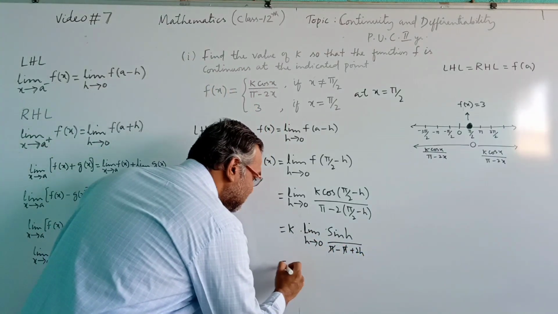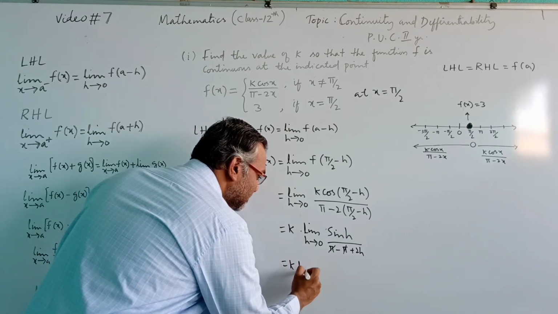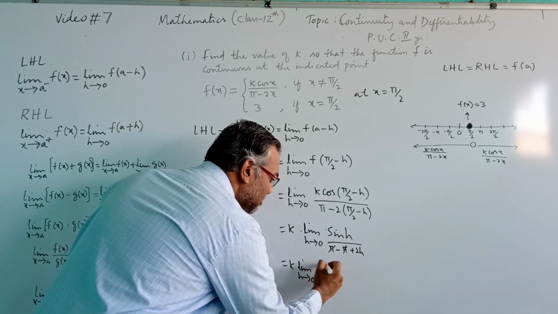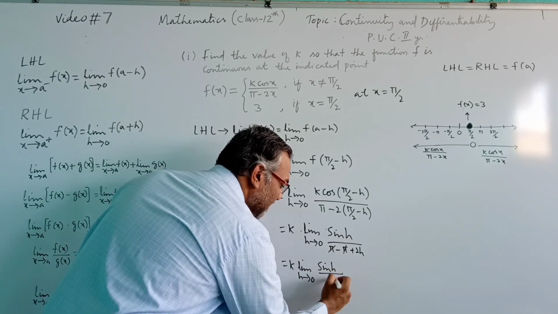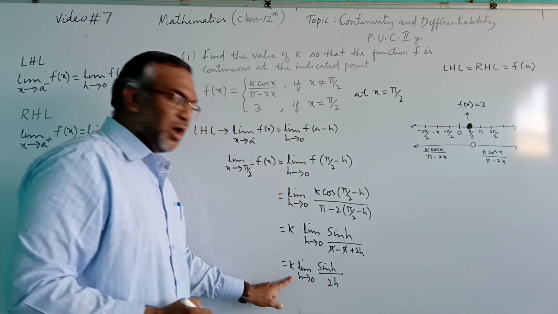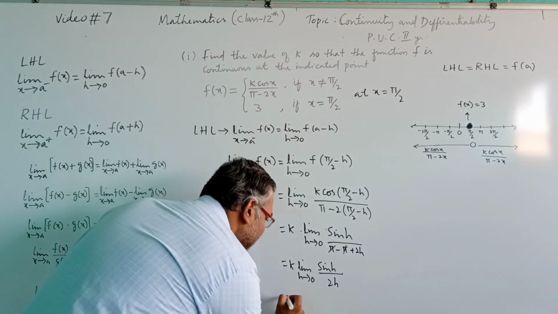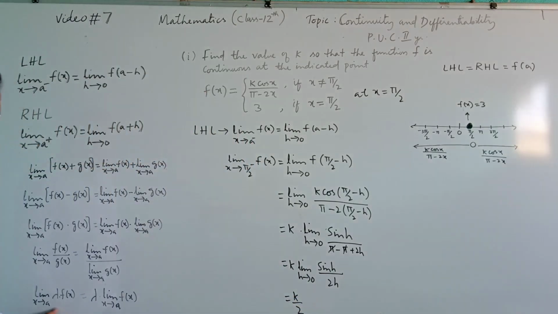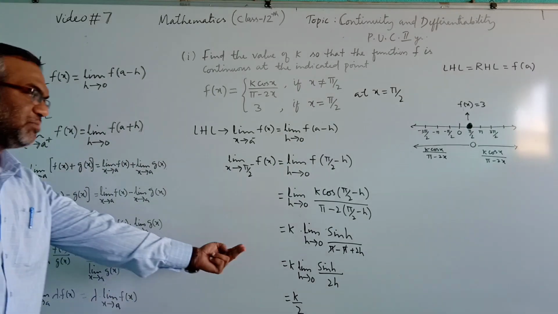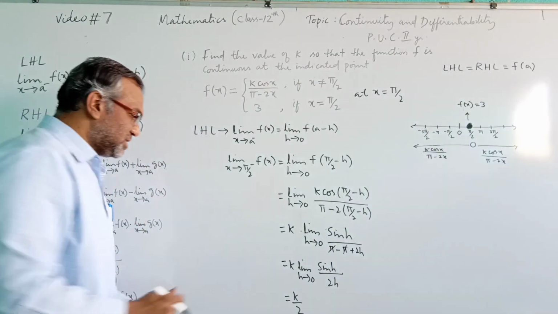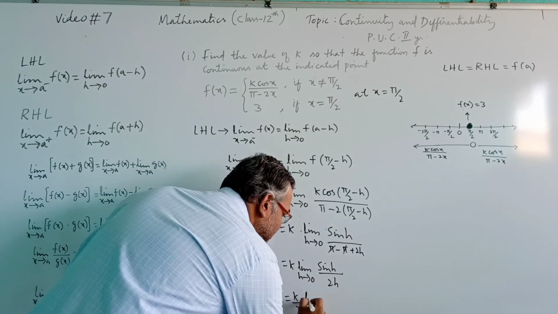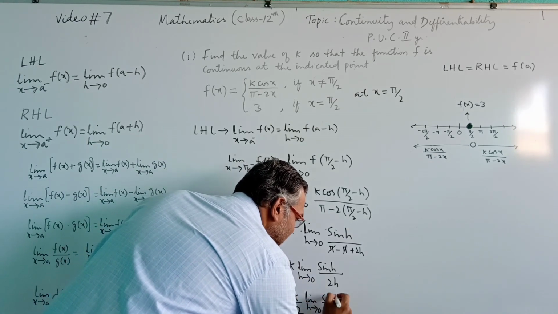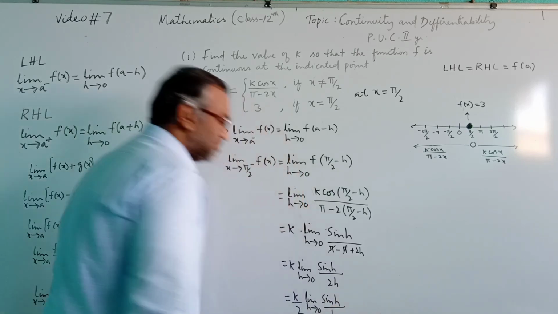So that becomes k limit h tends to 0 sin h divided by 2h. You can also take this 2 outside. 2 is again constant. So that becomes k by 2 using this algebra of limit. Constant can be taken out of the limit. Then that becomes limit h tends to 0 sin h divided by h.